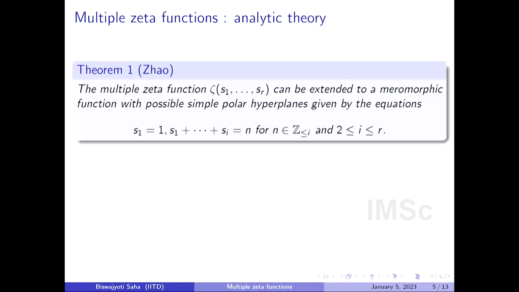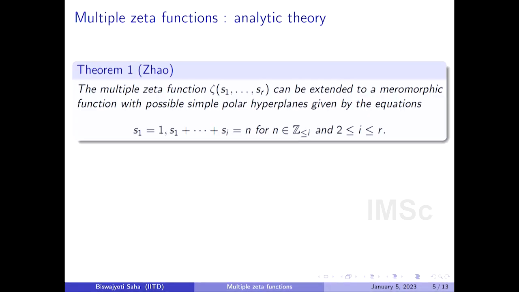It says that I have certain simple polar hyperplanes, which I need to explain. I will do it in a future slide, and these hyperplanes are listed. So it's s1 equal to 1, like for the Riemann zeta function s equal to 1, and then s1 plus s2 equal to 2, s1 plus s2 equal to 1, and so on and so forth. And this set Z less than or equal to I means the set of all integers which are less than or equal to I. So there is another major difference, that now I am going to have infinitely many hyperplanes where I might have some problems where I can't have my function be holomorphic.